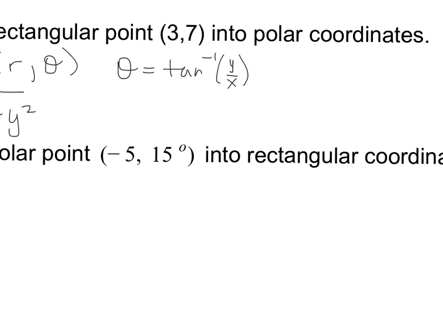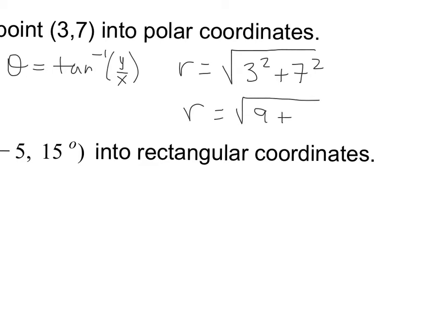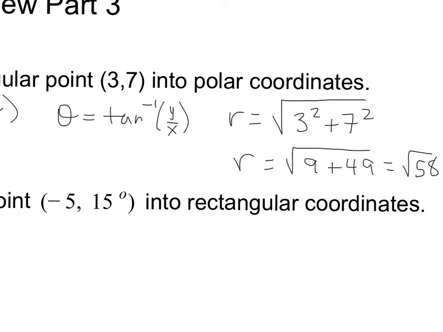So since we have the point 3, 7, I want to find r. R is going to be the square root of x squared plus y squared. So it's the square root of 3 squared plus 7 squared. 3 squared is 9. 7 squared is 49. So this is the square root of 58. So the first part of our answer, we'll write it up here, we know it's going to be the square root of 58. That's the radius. That's how far from the pole, from the origin.